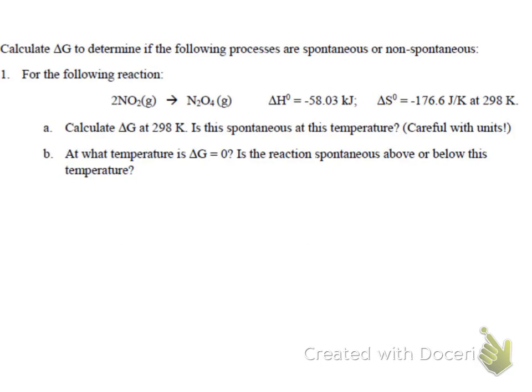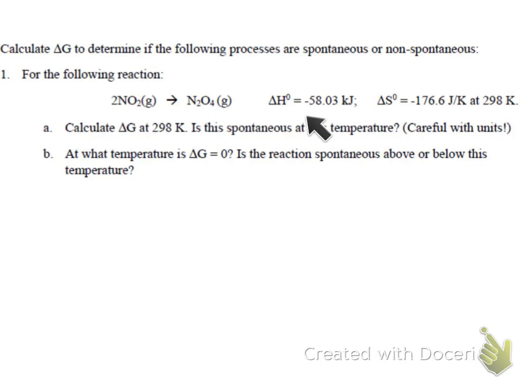So we are going to use thermodynamic data to calculate delta G using this equation and then figure out if a process is spontaneous or not. So for the following reaction, nitrogen dioxide dimerizes, or combines, to make N2O4.